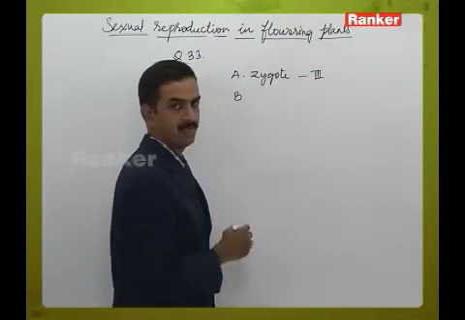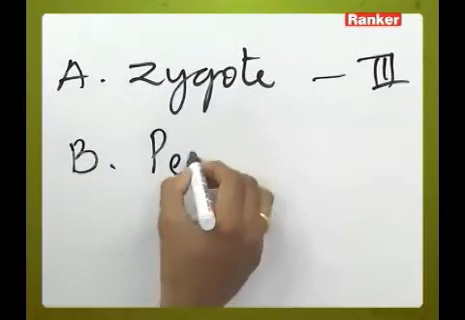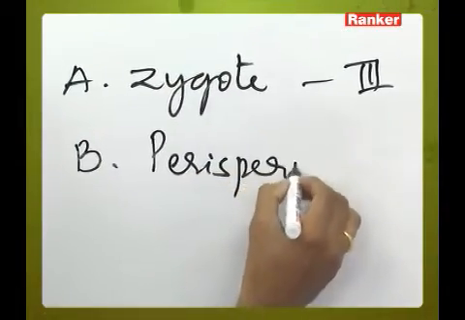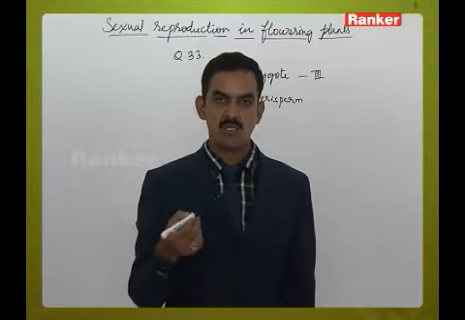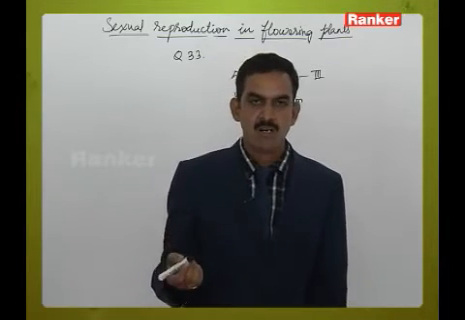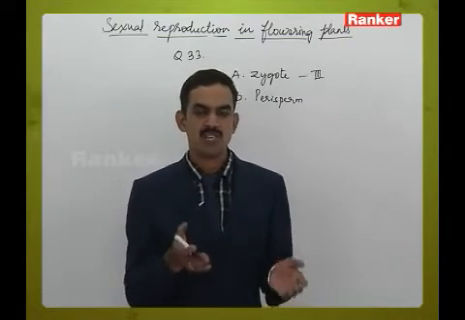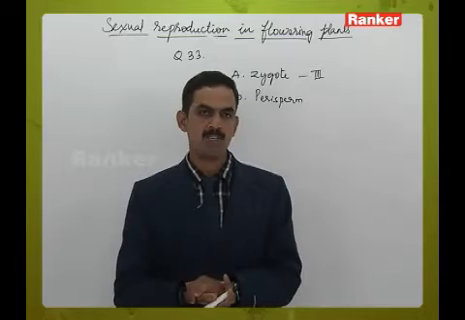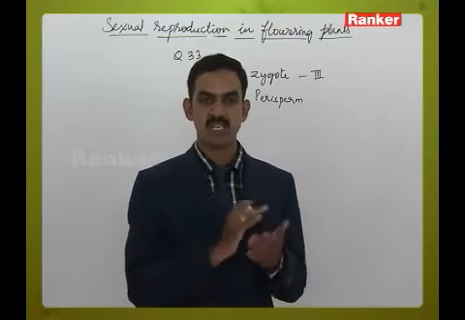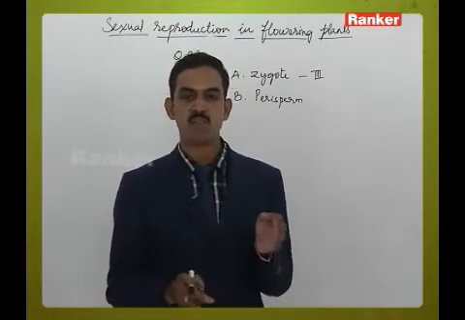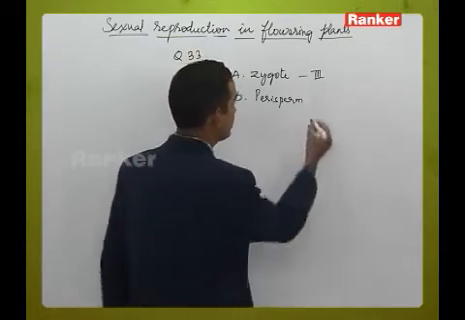And B is perisperm. Perisperm is nothing but the remnant of a nucellus, that is, after the fertilization process, the nucellus will act as perisperm. So the ploidy of this perisperm is 2n, like that of nucellus. So we can say it's a remnant of a nucellus, that is 4.